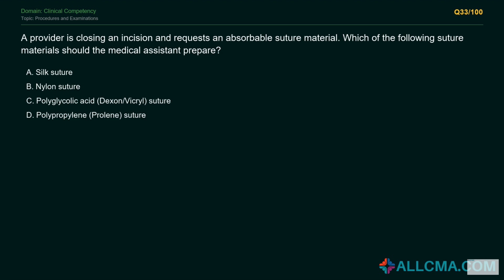Question 33. A provider is closing an incision and requests an absorbable suture material. Which of the following suture materials should the medical assistant prepare? Option A, silk suture. Option B, nylon suture. Option C, polyglycolic acid, Dexon/Vicryl suture. Option D, polypropylene, Prolene suture.